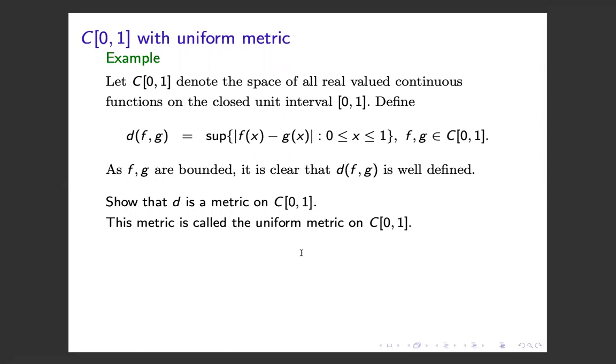First of all, you need to see whether this is well defined. You know that any continuous function on the unit interval [0, 1] is bounded. So f and g are bounded functions, and therefore that supremum will exist. Therefore, it is well defined. Showing that this is a metric is pretty simple, and this metric is also called the uniform metric on C[0,1].